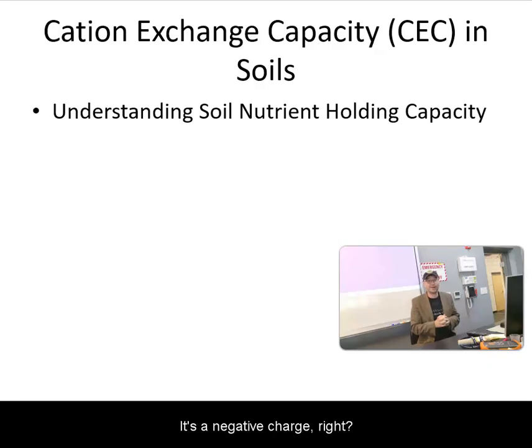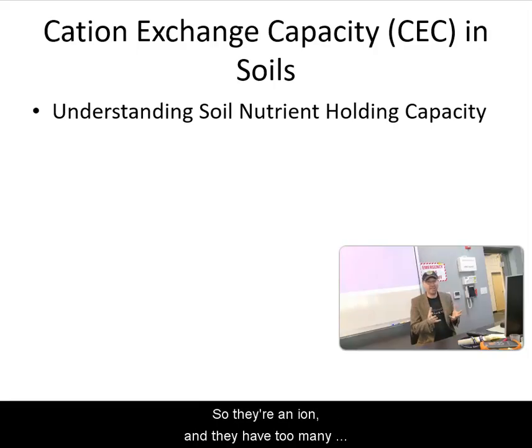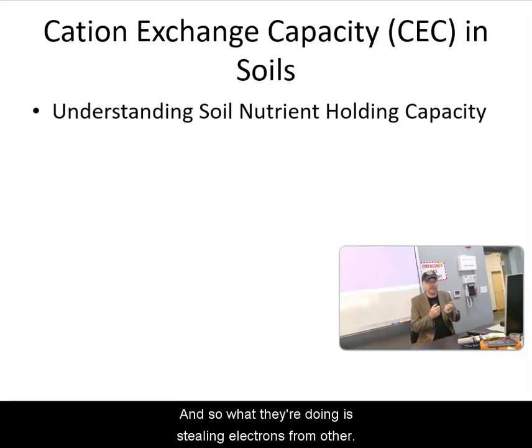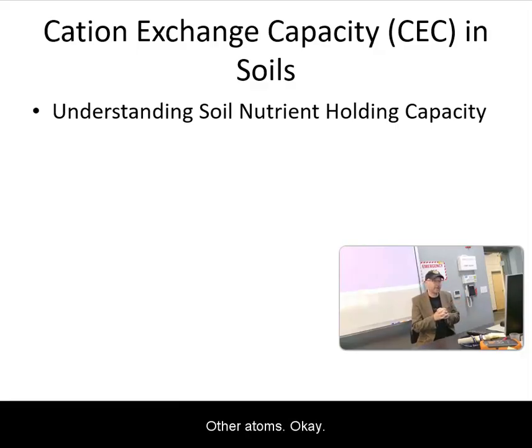Negative. It's a negative charge, right? Electrons. Yeah. So there tends to be more electrons on the outside. So they're an ion, and they have too many electrons on the outside of their little atoms. Okay, and so what they're doing is stealing electrons from other atoms.